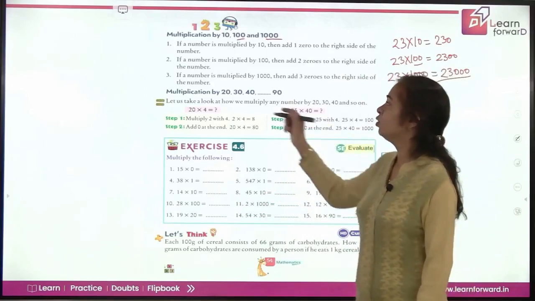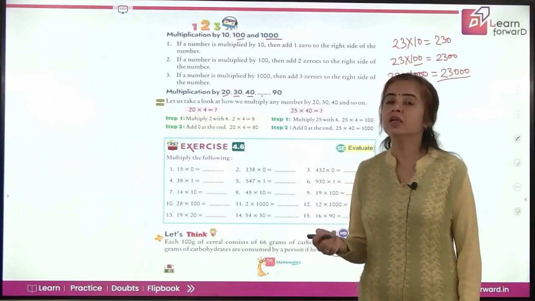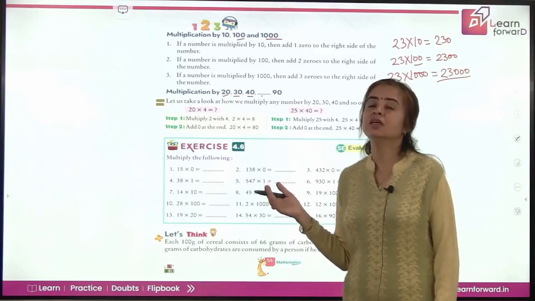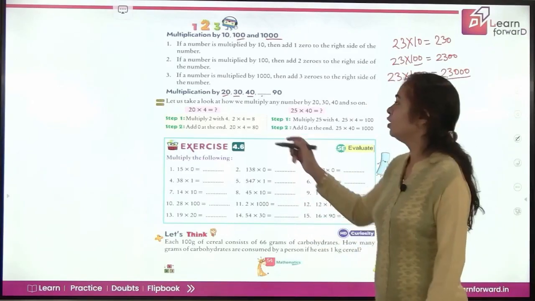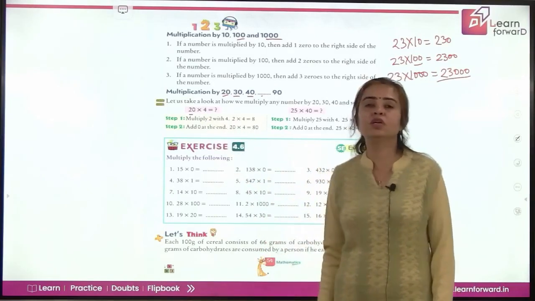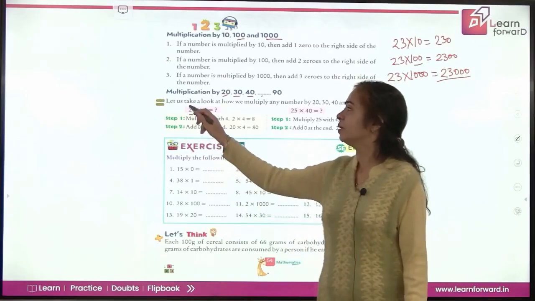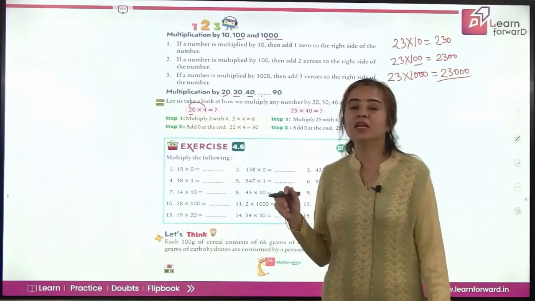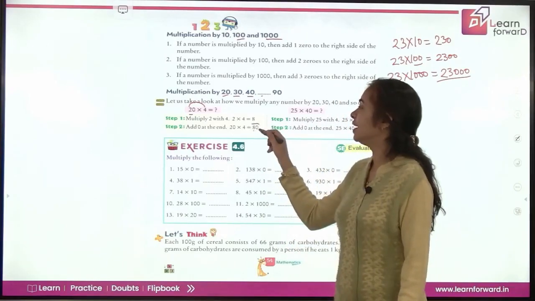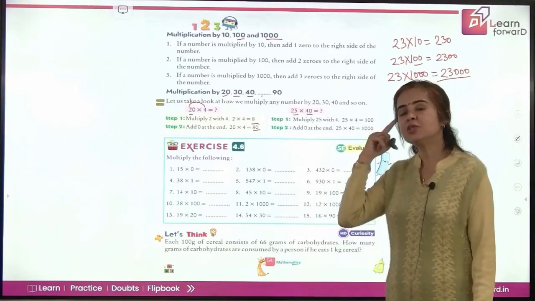Now, if you have to multiply by 20, 30, 40 or numbers like that which have 0 at the end, so in this case, children, what you will do? You will just keep the 0 aside in your mind for some time and you will simply multiply by 2. Suppose you have to do 20 times 4, how much? So just keep the 0 aside for some time and multiply the remaining. 2 4s are 8. Now to this 8, add the 0 that was in your mind. So it becomes 80.